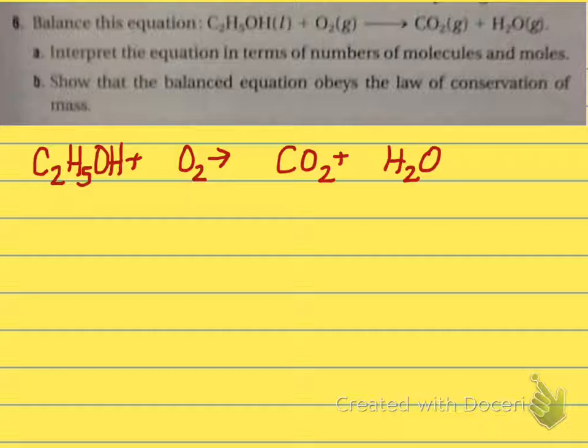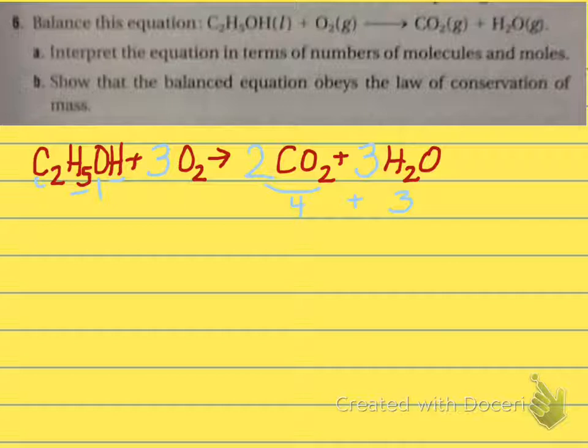So I have two carbons here, so I need a coefficient of 2 in front of carbon dioxide. I have 6 hydrogens, so I need a coefficient of 3 in front of water. So now I have 4 oxygens plus 3 oxygens makes 7. And I have 1 here and this, so I can make this 6, and there's 7. So there is my equation properly balanced.